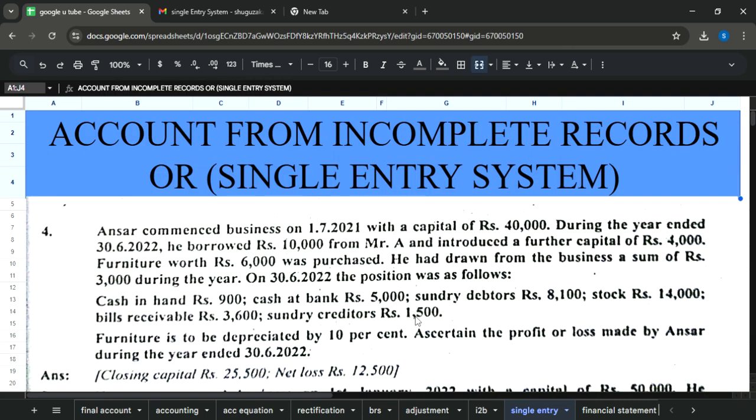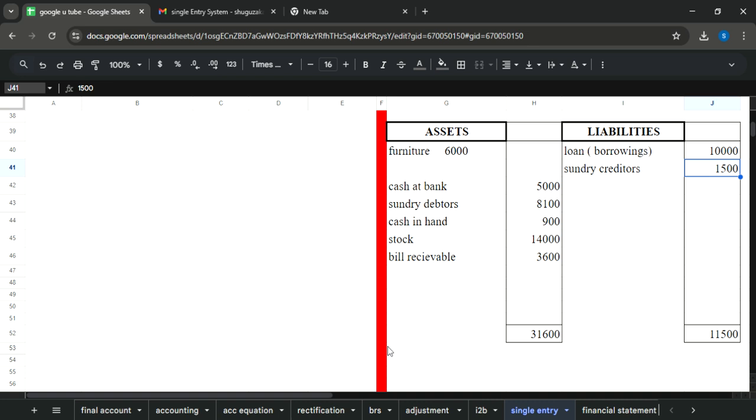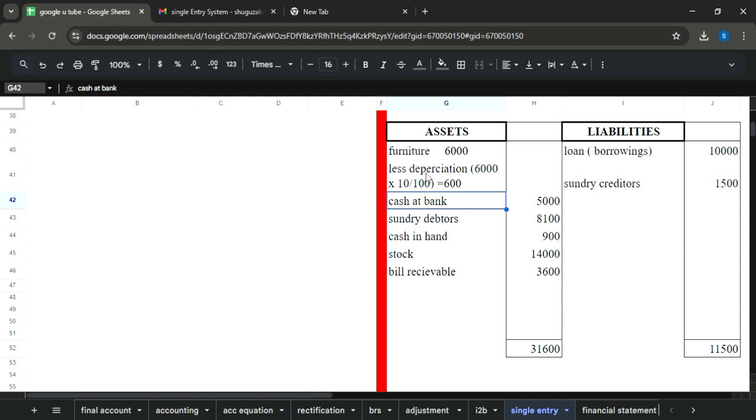After that, look, this is very important for you. Furniture is to be depreciated. That is what I was saying. There might be some adjustment related to furniture. So this is 10% depreciation. You will come over here and write depreciation. How will you calculate? The value of the asset is 6,000 and it was said to calculate 10% depreciation. 10% of 6,000 would be 600. In this way, your depreciation has been calculated. Please note it down. The value of the asset was 6,000 and we know depreciation would be subtracted. So 6,000 minus 600, we will get 5,400 as the furniture value.